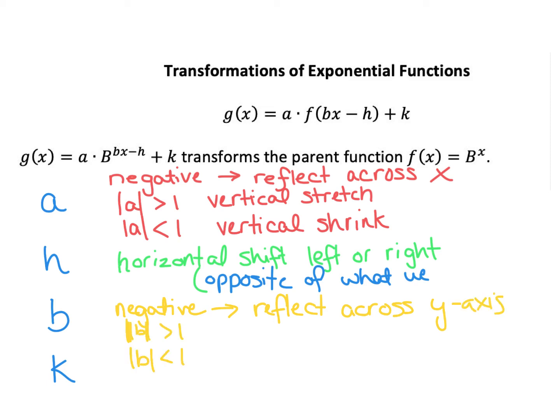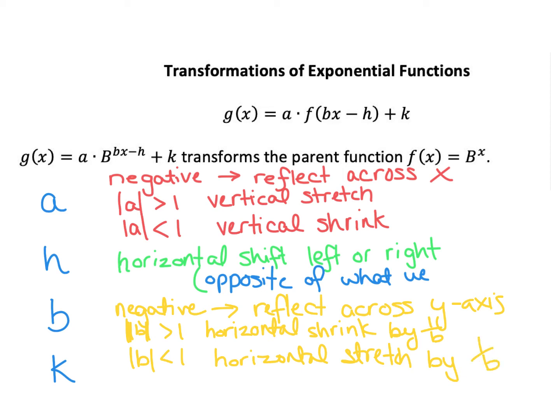So if the absolute value of b is greater than 1, so normally we think that that's a stretch, but because we're talking horizontal, it's actually a shrink. It's a horizontal shrink. We always say by a factor of 1 over whatever that b value is. So it's like the reciprocal. Now if that b value is a fraction, this is where again it's a horizontal stretch by a factor of 1 over b. So if it were 1/4, you'd say it's a stretch by a factor of 4.